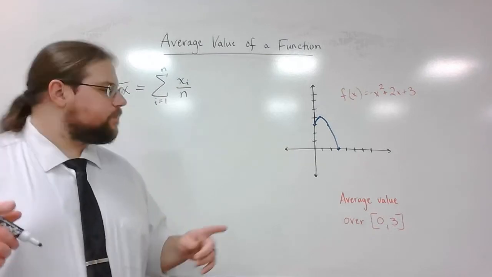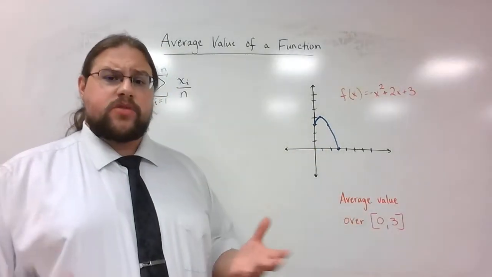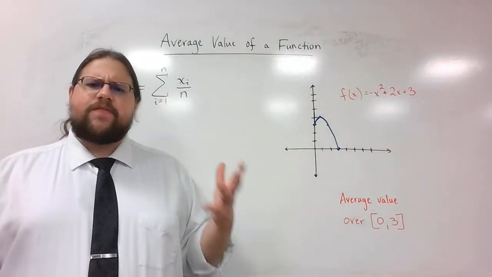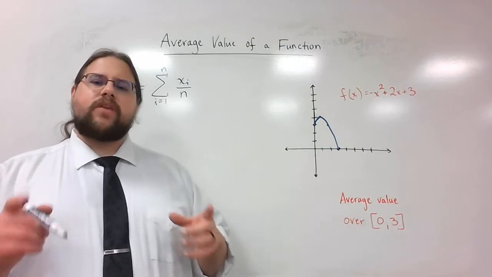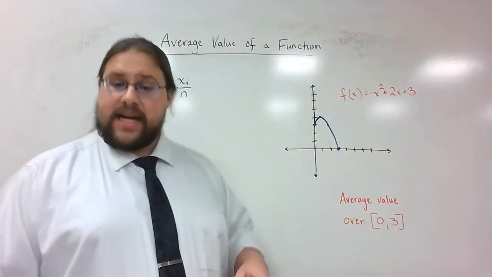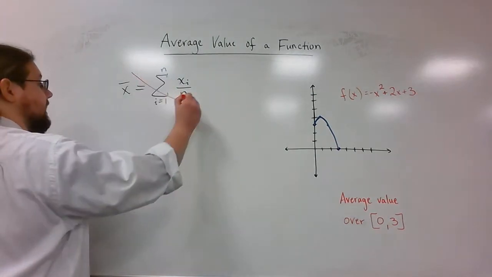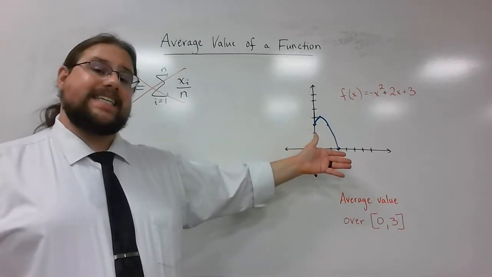Here's the problem. On this interval from 0 to 3, there's an infinite number of values. There's no way I can add every single one of them up and then divide by how many there are. Or is there? And that's where the fundamental theorem of calculus comes in. Instead of approaching this the way that would work for something discrete, I'm going to approach it in a way that handles something that's continuous.